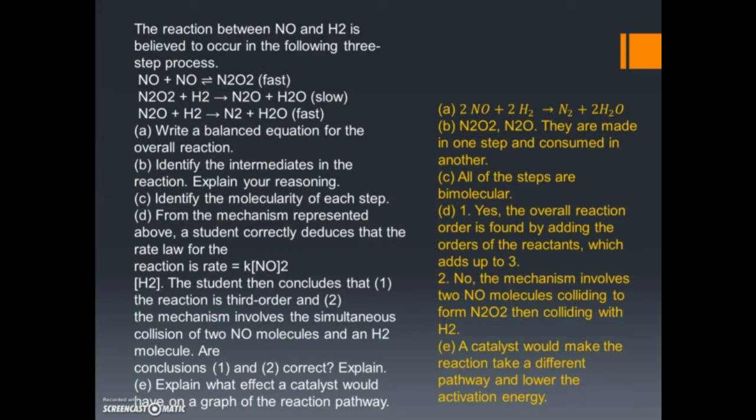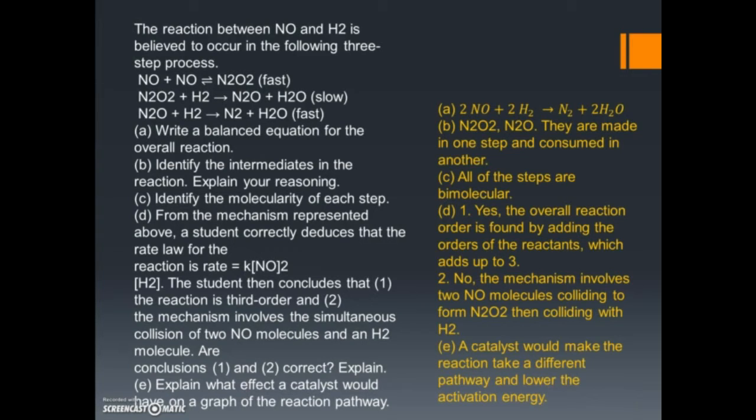A. Write a balanced reaction for the overall reaction. 2NO plus 2H2 forms N2 plus 2H2O. And this is because you just add all the steps together and you find this. B. Identify the intermediates in the reaction. Explain your reasoning. N2O2 and N2O are the intermediates because they're made in one step and consumed in another. C. Identify the molecularity of each step. All the steps are bimolecular because two reactants are combining in each step.